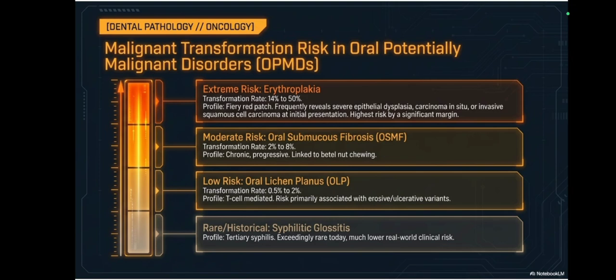Now coming to the question pertaining to high malignant potential. Erythroplakia carries a 14 to 50% transformation rate, the highest among oral lesions. Biopsies often show severe dysplasia or carcinoma in situ at the first presentation.